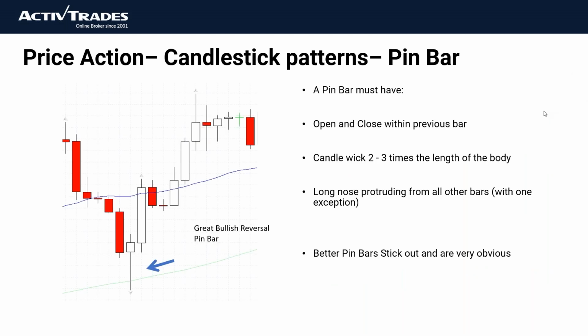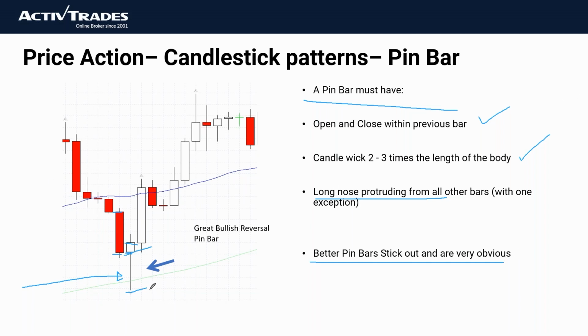So let's have a look at what we mean by a pin bar. We've talked about pin bars plenty of times. Pin bar or rejection candle. Normally, you have the open and the close within the range of the previous bar. That's what we like to see. The candle wick should ideally be 2 to 3 times the length of the body, and we'd expect to see a long nose protruding from all the other bars. Good pin bars stick out and are very obvious, and lots of people will use them. But once again, it's about the confluence.